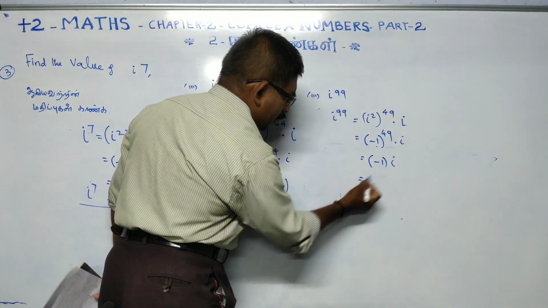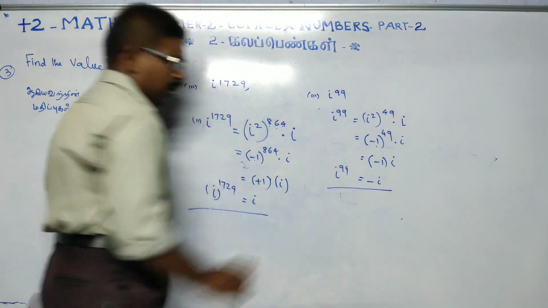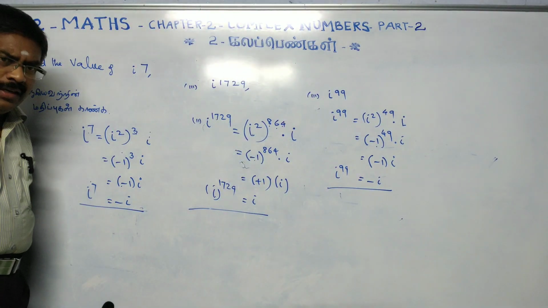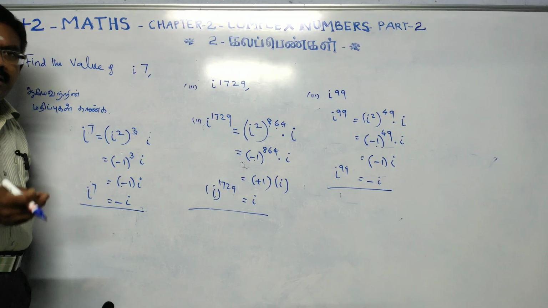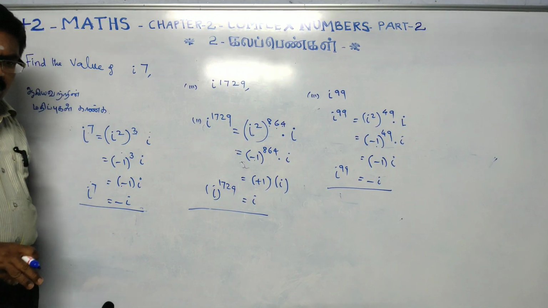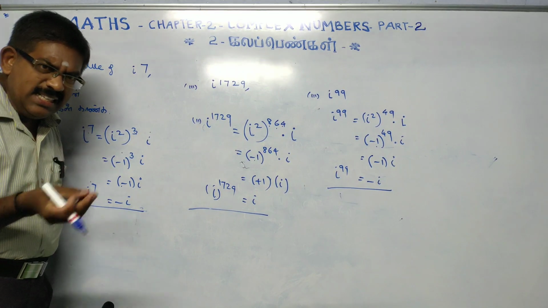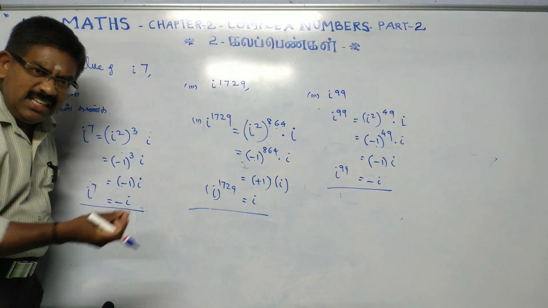When we multiply the term, minus 1 into i is minus 1. So now we understood how we can find the given term, whatever it may be. You try to write the term in terms of i square. Whatever the power is, we should write it as multiples of i square, and then we can easily find it. This is the easiest way.